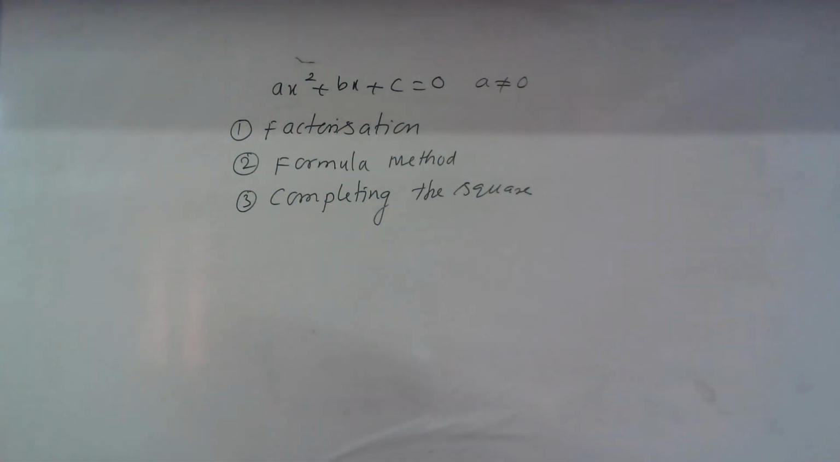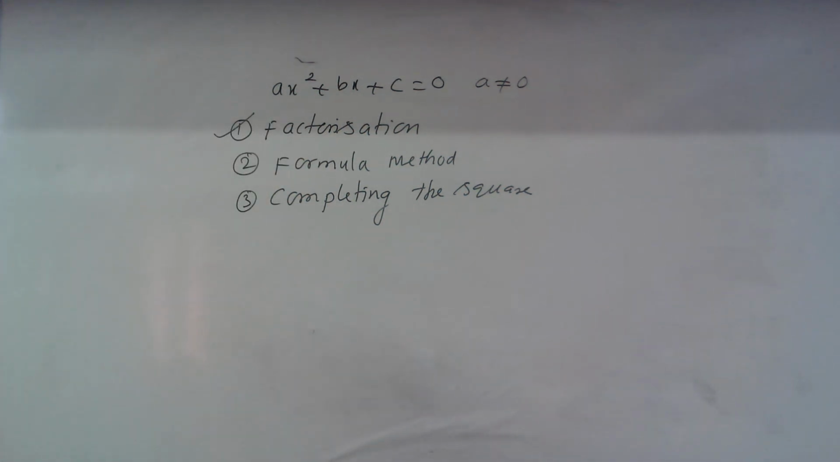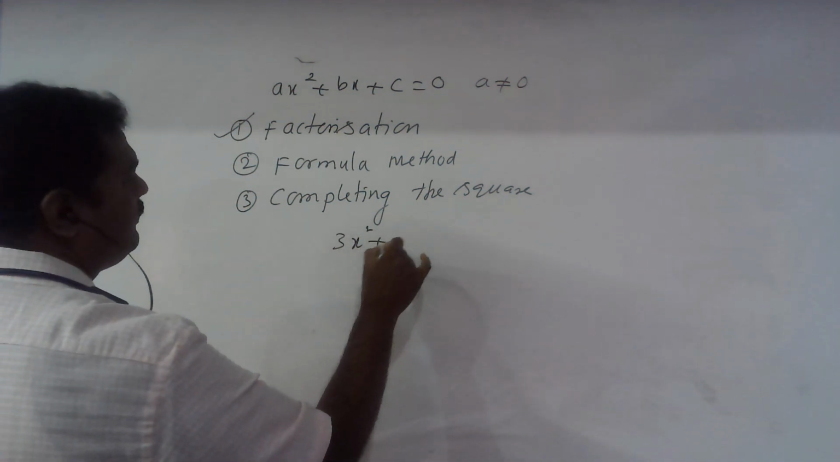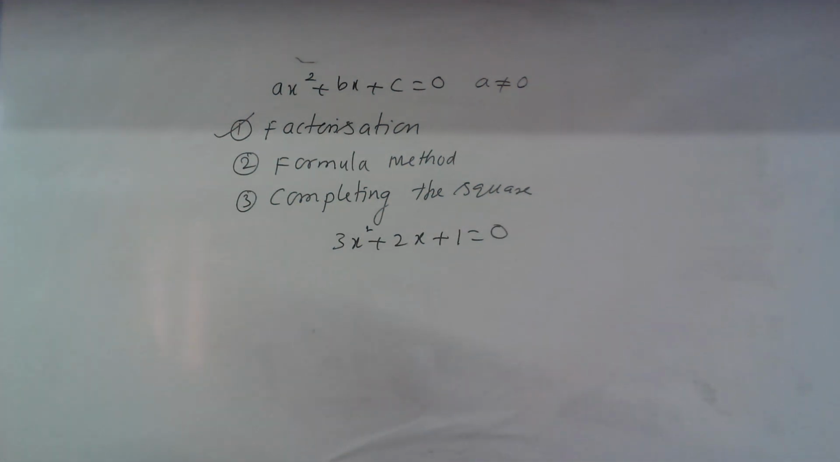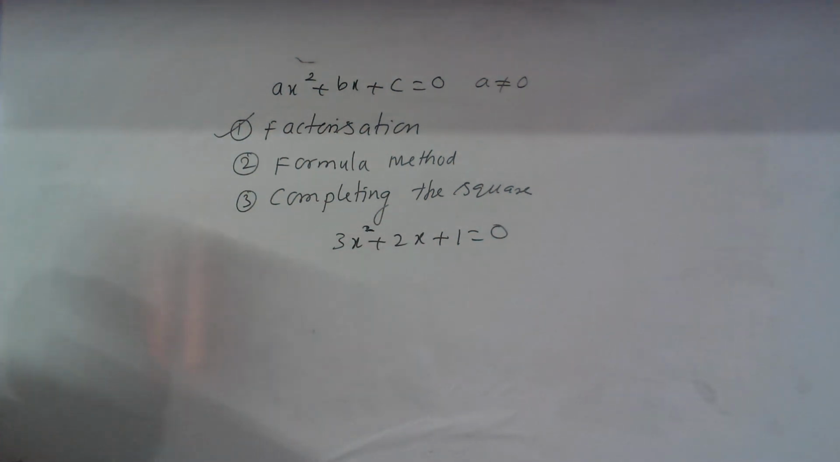Now, the factorization method you already learned in the lower classes, in 8th and 9th standard. So today we are going to discuss how to solve the quadratic equation by the formula method. Now generally, let us take an example of an equation 3x square plus 2x plus 1 equal to 0. It is a quadratic equation where x is the variable and the degree of x is 2, therefore it is a quadratic equation. Now let us try by the first method, the factorization method.